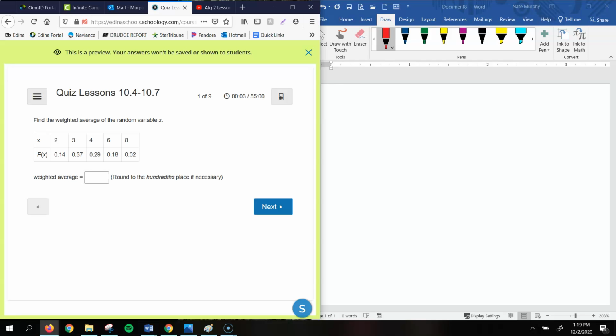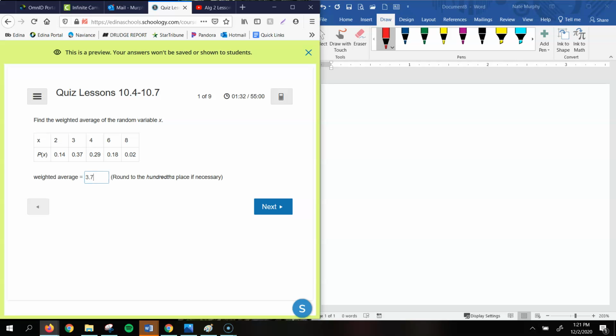My first one says find the weighted average of the random variable x. To find the weighted average, all we're going to do is take each x value and multiply it times its probability. So I'm going to take 2 times 0.14 plus 3 times 0.37 and so on. I'm going to multiply all those together, and when you do that, you get 3.79 as your answer.